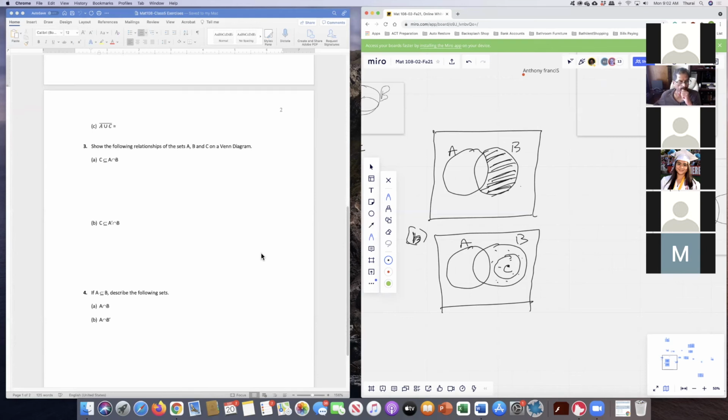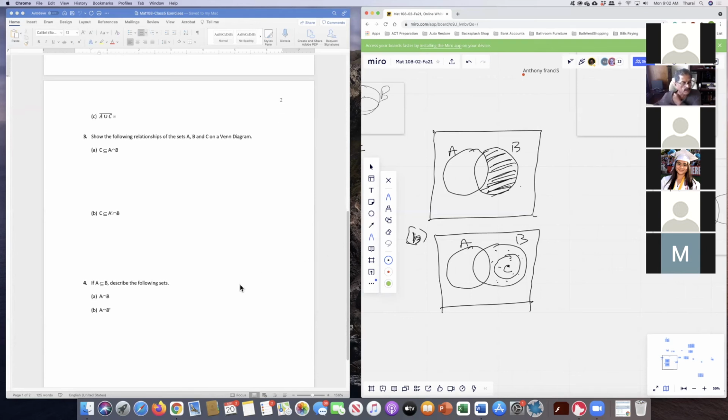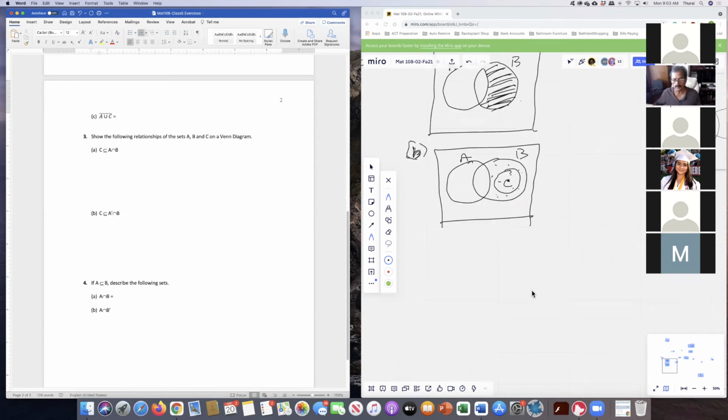Okay, now question number 4 says A is already given to be a subset of B. If A is already a subset of B, then what can you say about A intersection B? You can describe this as a set. You can write that this is equal to something. And this is equal to what? Anybody? A is already a subset of B. So A intersection B would be what?